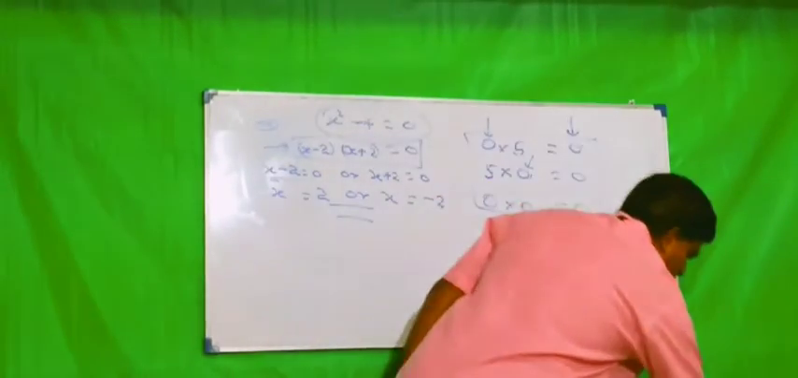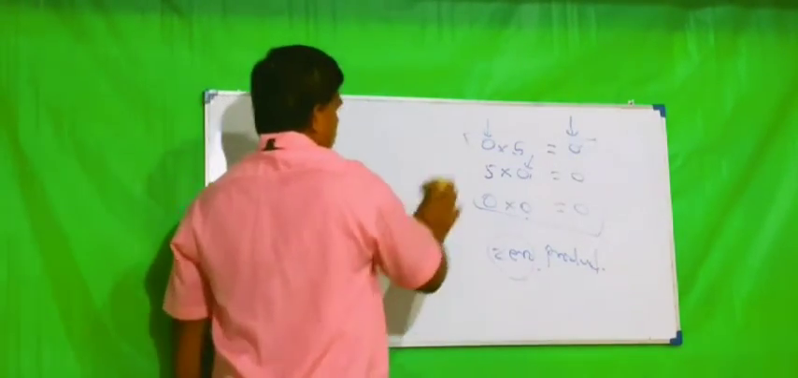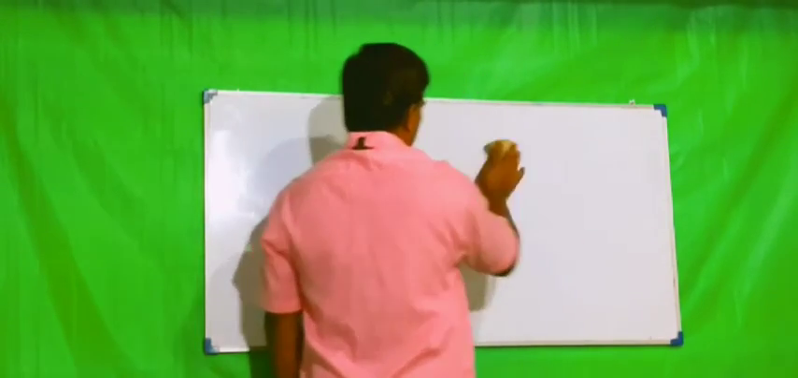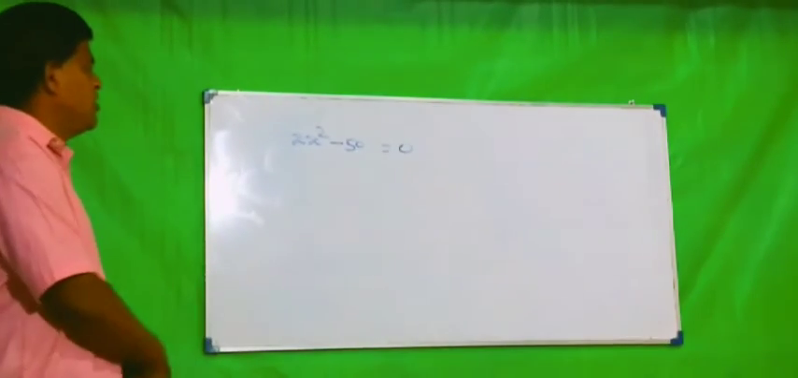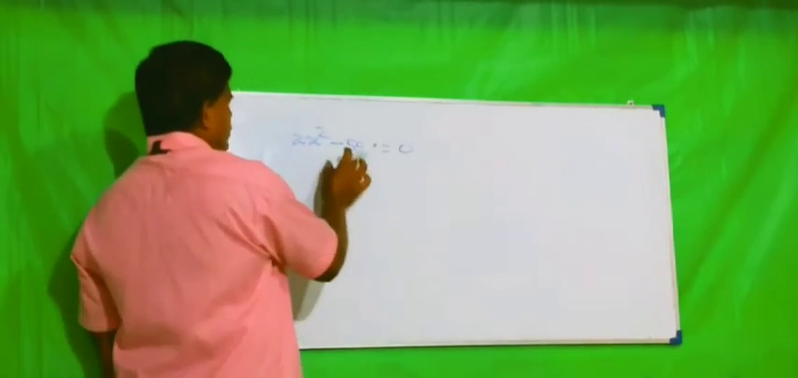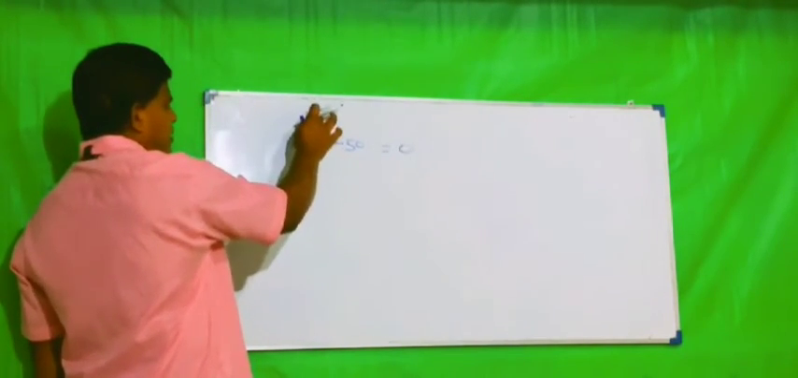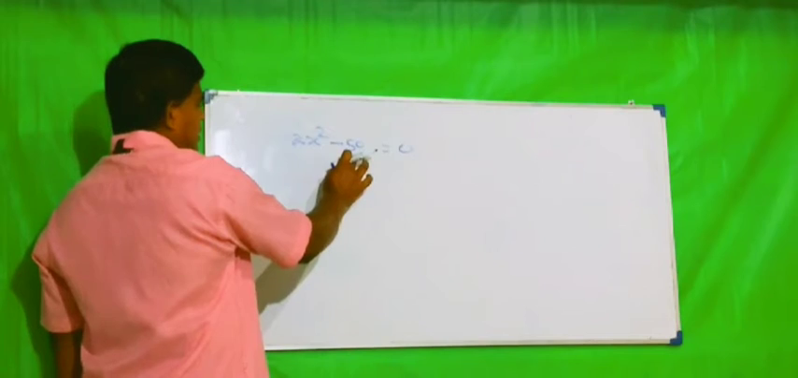Let's take another example with a difference of two squares. I'll take 2x squared minus 50 equals 0. This is asked to be solved. Here also there are only two terms: one is a square term, and the other is 50.